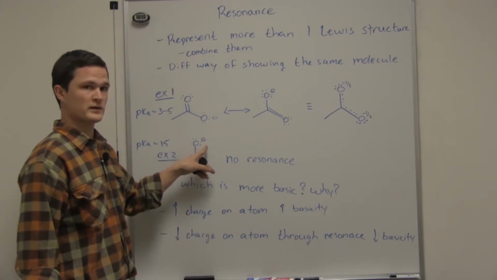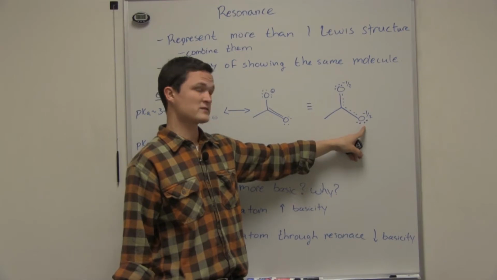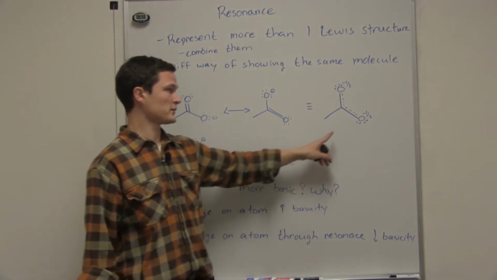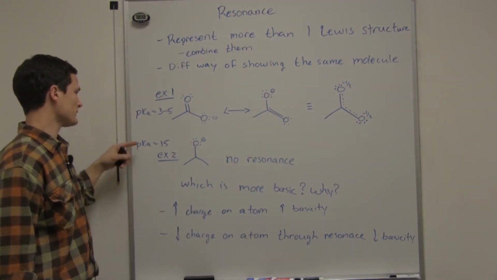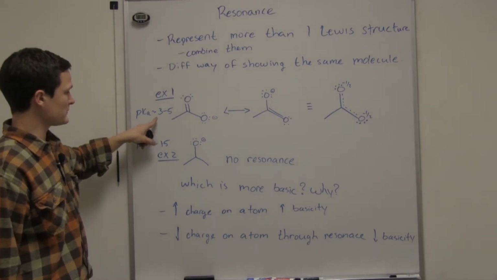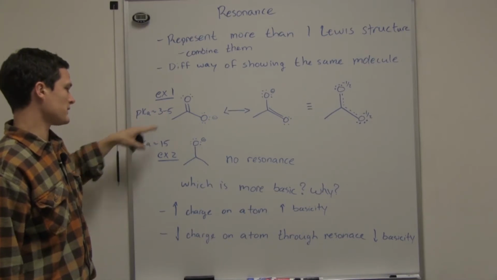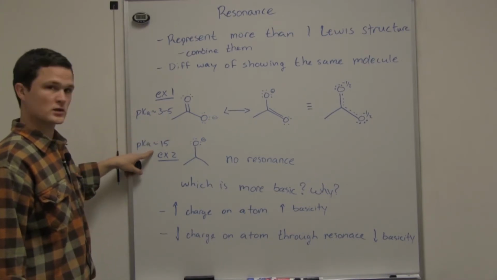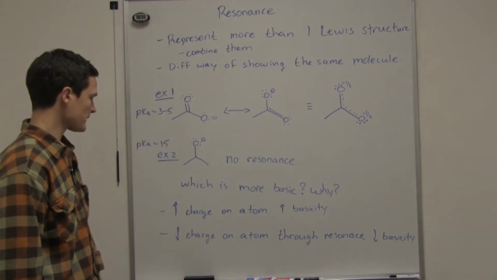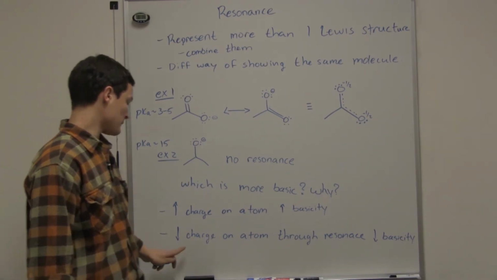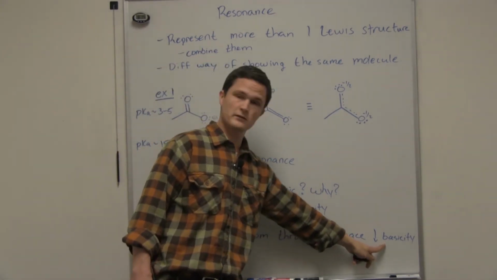And then we say, well, which one's more basic? The one that's more like something that doesn't have a charge. So this one has far less charge than this one, and so we would predict that this would be less basic than this one. If we look on the pKa table in the book, we will see that as well: the pKa for carboxylic acids is anywhere from 3 to 5, whereas for the alcohols or water, we see the pKa's ranging in the 15 to 16 area. So the moral is that when we decrease the charge on an atom through resonance, we decrease its basicity.